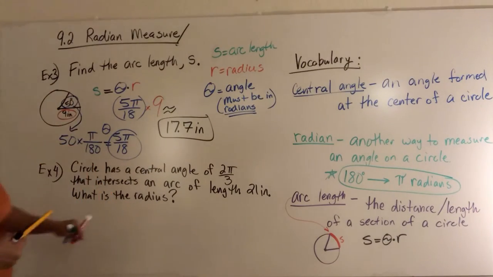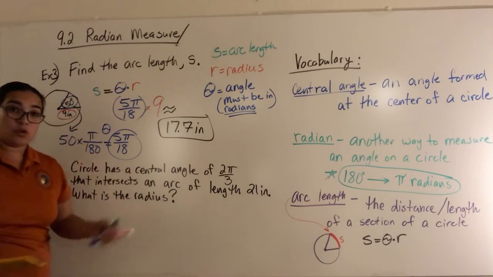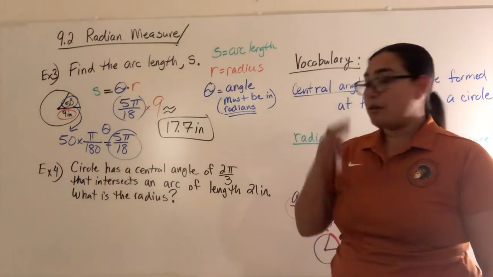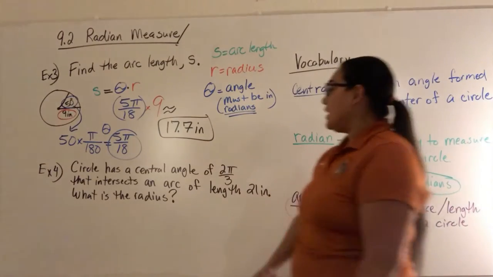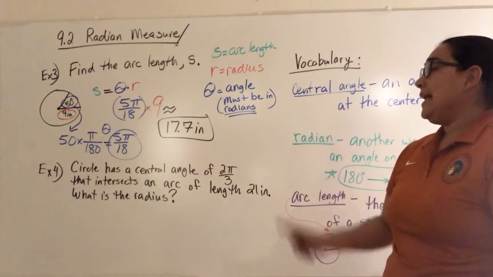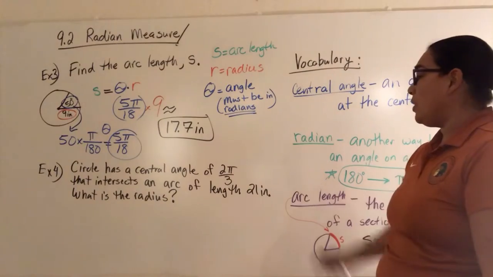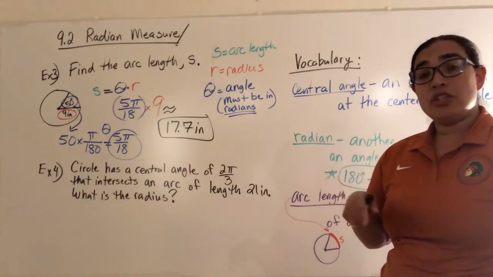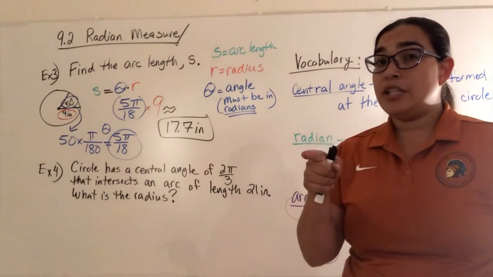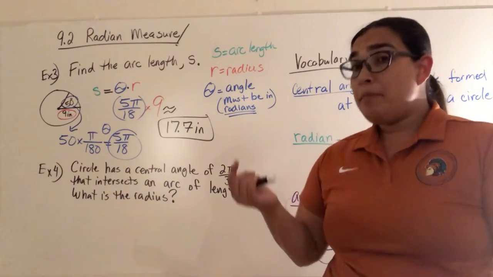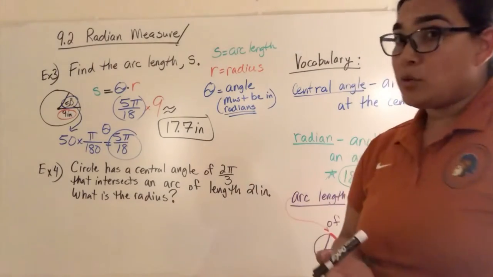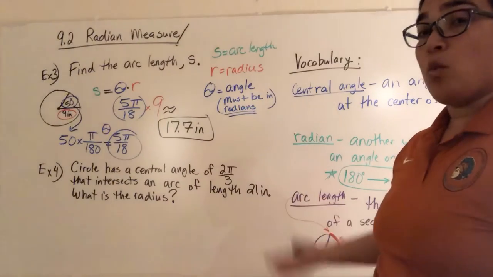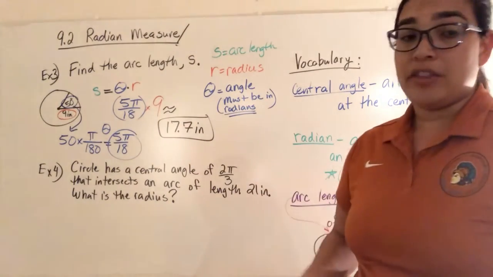Example 2 is a little more wordy. This one was nice because it was a visual. Example 2 is a little tricky, but it's actually pretty easy once you get your calculator part going. It says circle has a central angle of 2 pi over 3. It intersects an arc of length 21 inches. What is the radius? So pay attention to what they're asking you for. Also pay attention to what they're giving you. I'm a big fan of color coding, which is why I have you use highlighters a lot. You really want to go through the information and say, what do I have and what do I want to find?